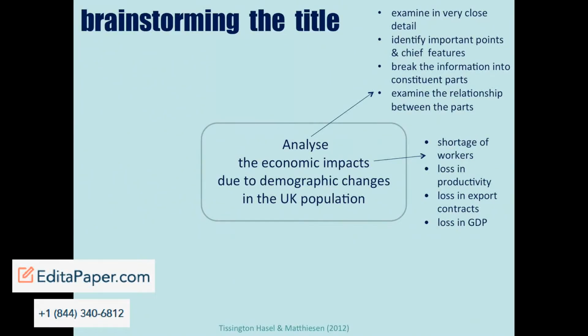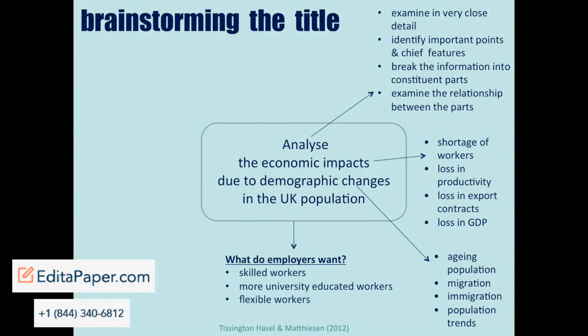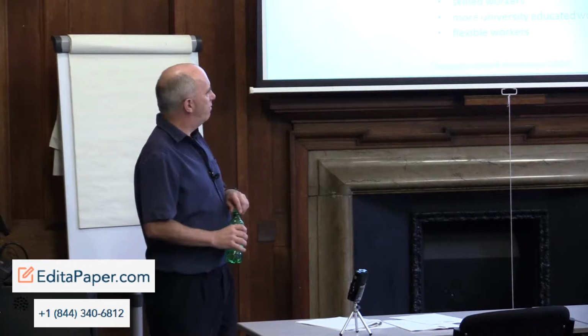So, aging population, migration, immigration, population trends. Maybe there's a lower birth rate. Maybe there's a higher birth rate. These are things we need to take into account. So we need to think about, well, what does this mean for employers? What do employers want? Well, they obviously want skilled workers. They want more university-educated workers. And they want flexible workers. They like the zero-hour contracts, don't they? Really, they like people on demand. That's what employers want.